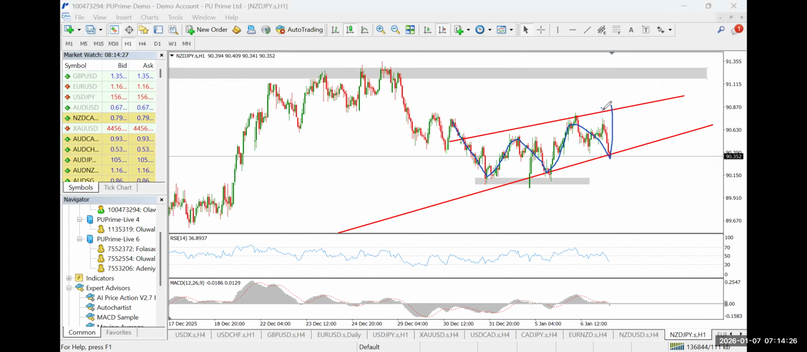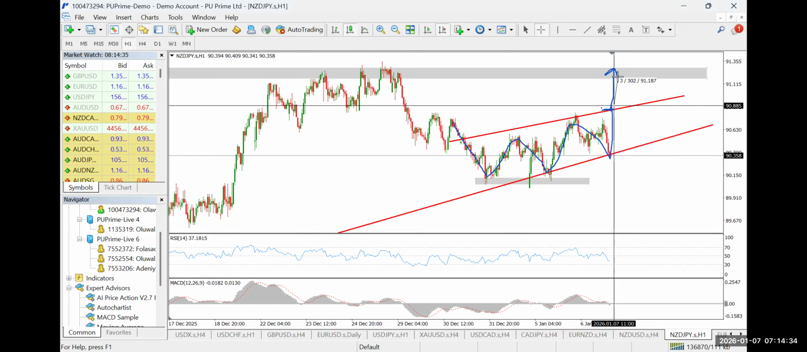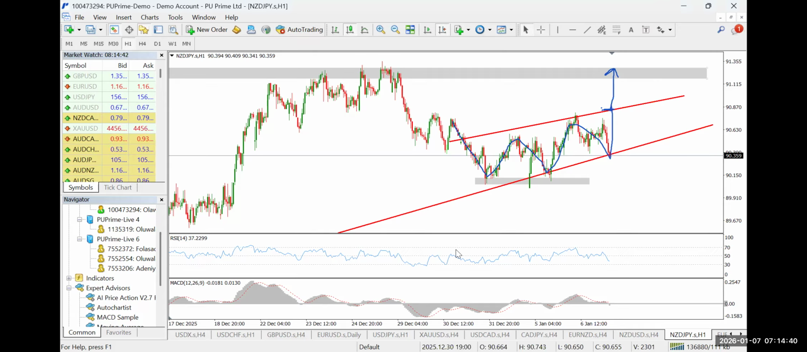Once price breaks out above the neckline region of the inverse head and shoulders, we may take a trade by targeting the next resistance level. Let's just say 30 pips from the point of the breakout. So I'm bullish on the NZD JPY, both on the 1 hour and the 4 hour time frame.